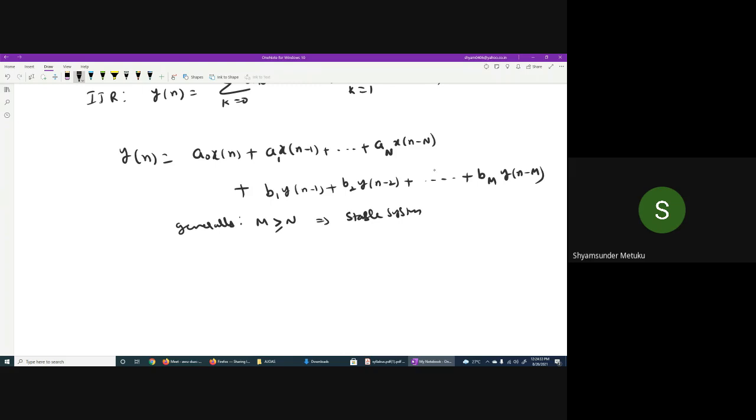Fine. So can you tell me what all operations are involved in this one? So what do you need to have a0 into x of n? What type of operation is performed here?